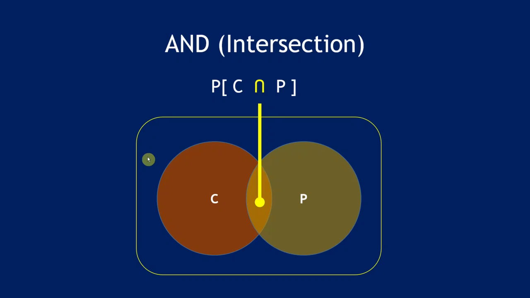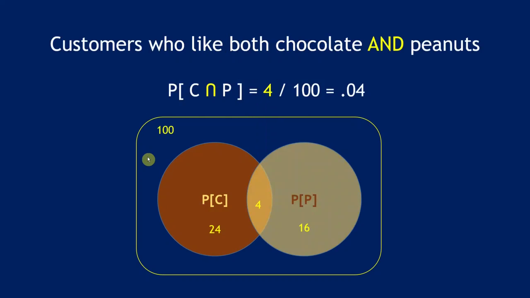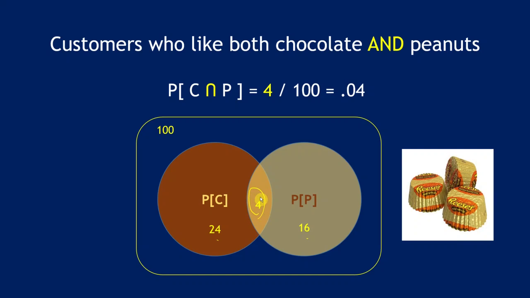So that's this little region over here on the Venn diagram, and that represents the customers who like both chocolate and peanuts. So you can see that, you know, this circle is 24, this circle is 16, and this little region is 4. And that's the group of customers who might want to buy Reese's peanut butter cups from you.